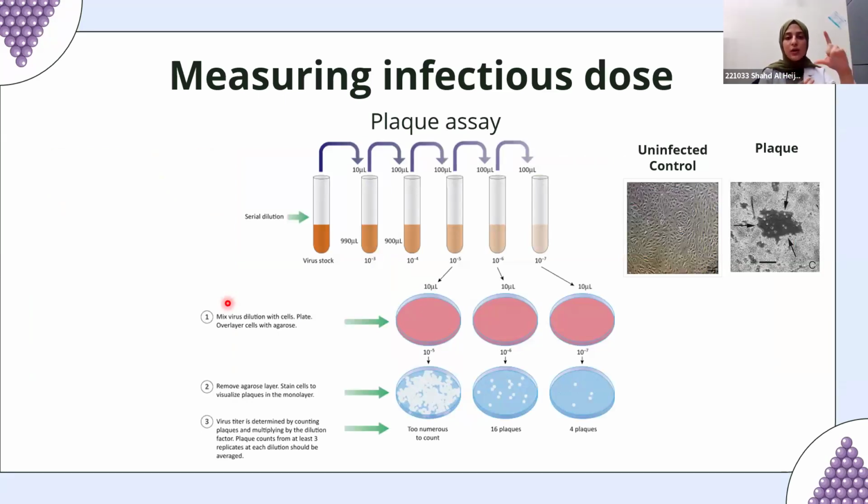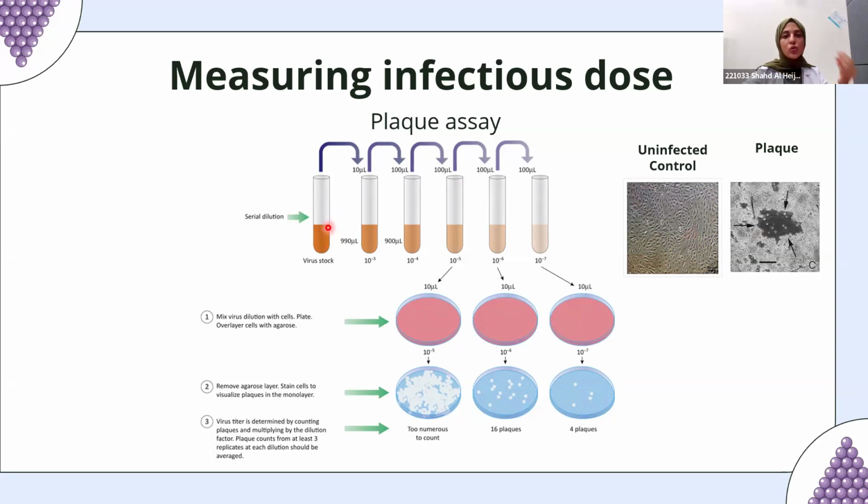A plaque assay, basically, here you have a tube with the cells, and you have the viruses too. Plaques, as you can see here, we said plaques are basically the dead cells. So this is the appearance of a plaque, and this is the uninfected control. The cells are replicating normally. Nothing is affecting their replication. They're growing normally, and this is a plaque.